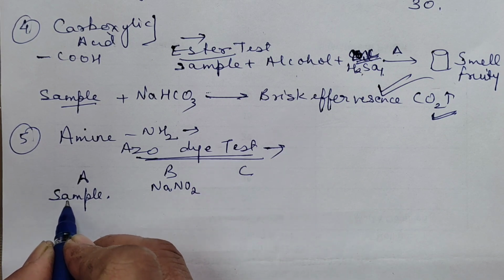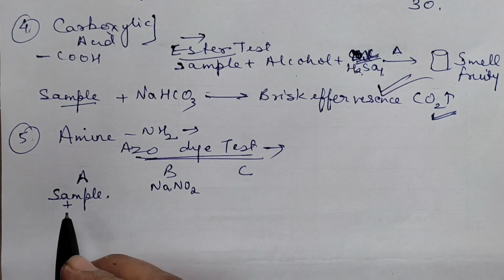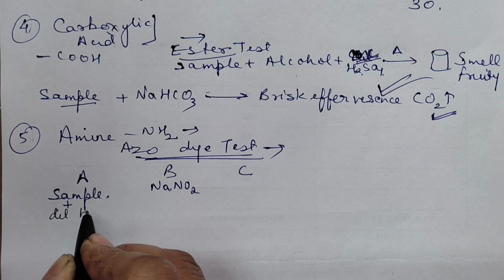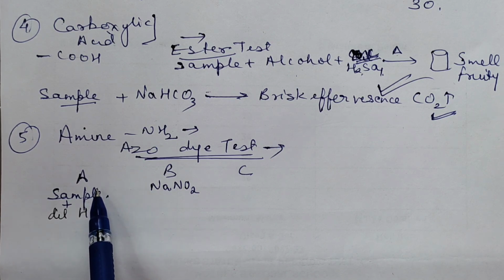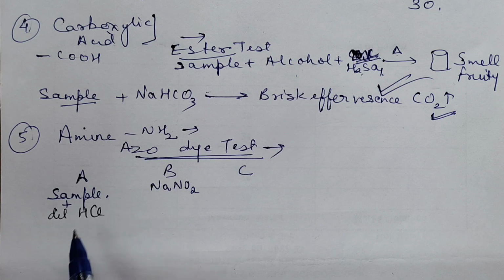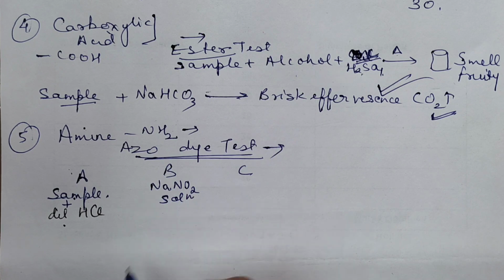In this sample, we will add little quantity of dilute HCl. Why do we add? Because if I take sample solution, then aniline is not water soluble because of that hydrophobic ring part. It's not soluble in water. You'll take a solution and add little dilute HCl. This is test tube A.